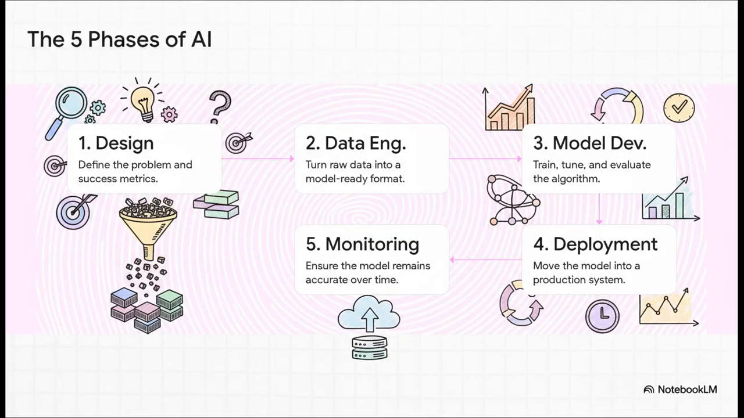Pretty much every professional machine learning project follows a predictable path. We can break it down into these 5 distinct phases. This is our roadmap for today. We'll start with the design, then engineer the data, develop the model, deploy it into the real world, and finally, monitor it for the long haul. So let's start at the very beginning.